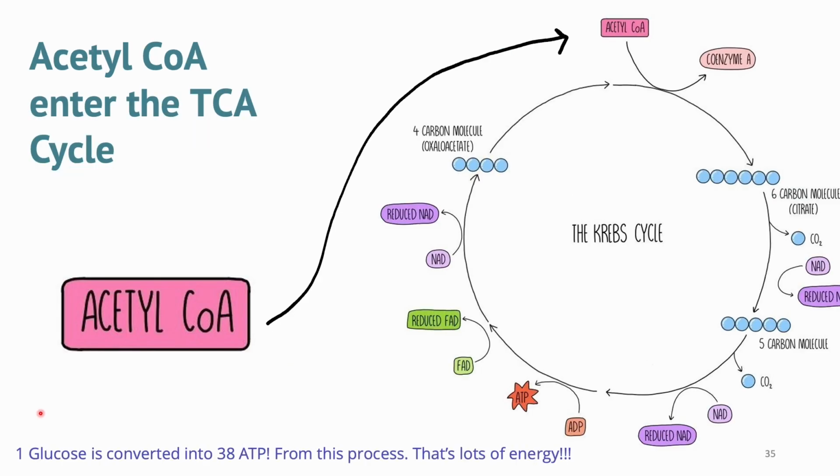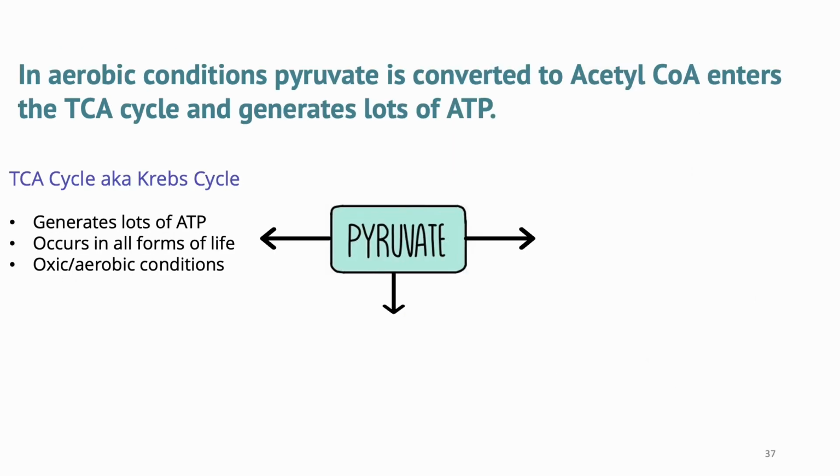If conditions are aerobic, acetyl-CoA enters the citric acid cycle, also known as the TCA cycle, also known as the Krebs cycle. A lot of times those terms are used interchangeably. This cycle is a series of chemical reactions that release stored energy. And at the end, one glucose is converted into 38 ATP. That's a lot of energy. So pyruvate's fate in aerobic conditions is to enter the TCA cycle.